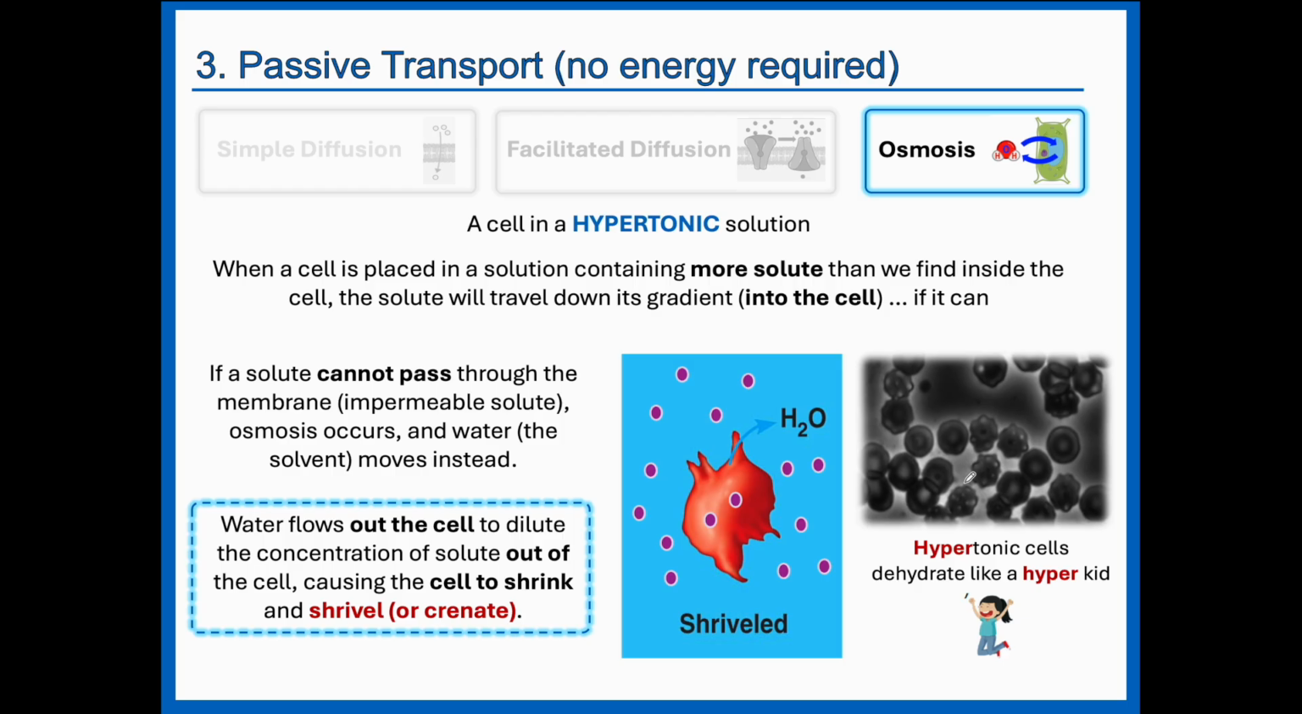So look at these cells here. These are real red blood cells that are in hypertonic solutions. They have all these little blips on the side because they're kind of shriveling up like a grape. So hypertonic cells, they dehydrate like a hyperkid. I guess that makes sense. So hypertonic, right, means that they're in this hypertonic solution. They'll dehydrate like the hyperkid.